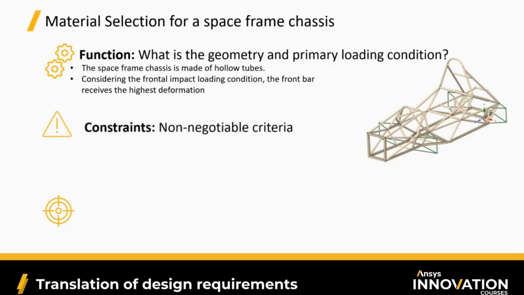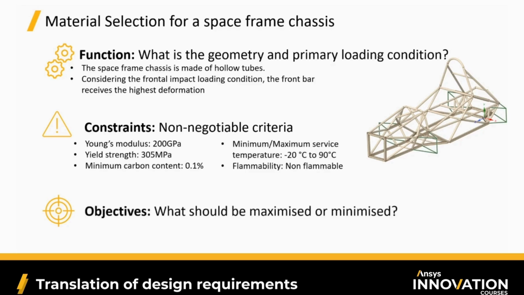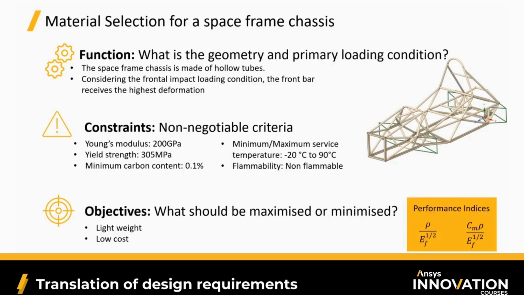The constraints are the non-negotiable criteria. What are the properties the material absolutely must have? Now, the competition rules can place some constraints, for instance, a minimum Young's modulus or yield strength or carbon content. And we can also place constraints in our selection. For instance, a minimum or maximum service temperature and choosing materials that are definitely non-flammable. And then our objectives, what do we want to minimize or maximize? In this case, we are interested in finding the lowest weight and lowest cost materials. And the combination of the function, constraints, and objectives give us the performance indices.